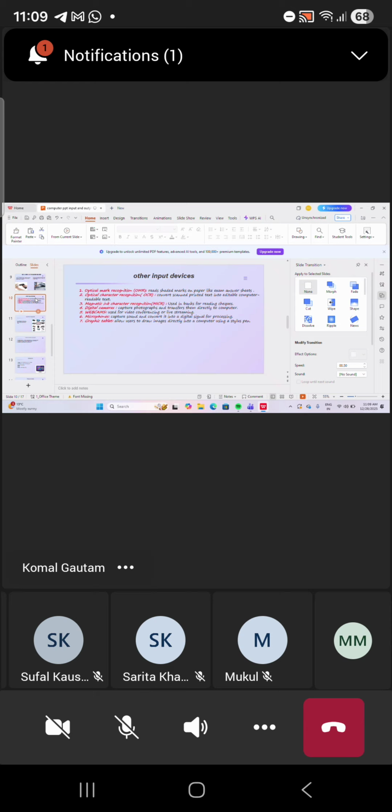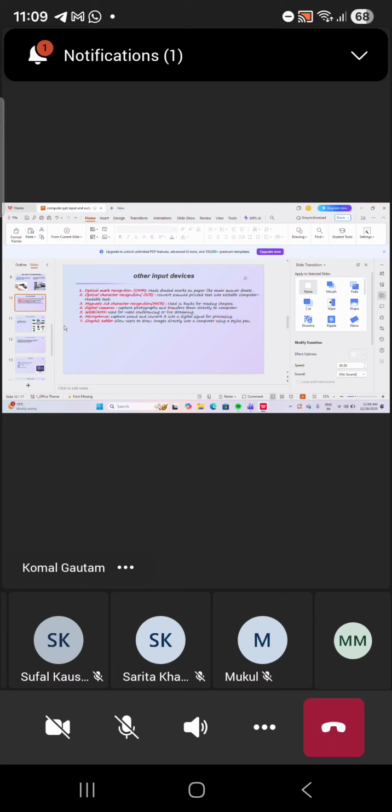Other input devices are OMR. OMR is optical mark recognition, used to read shaded marks on paper, like exam answer sheets. In written form exams, we use OMR. Optical character recognition, OCR, converts scanned, printed text into editable, computer readable text. And next is magnetic ink character recognition, which is used in banks for reading checks.